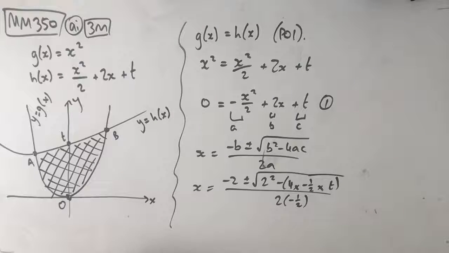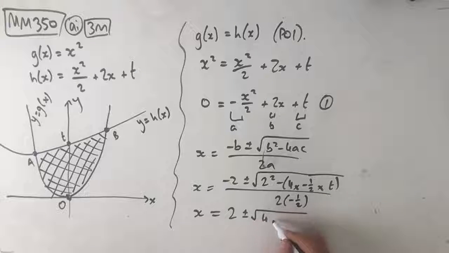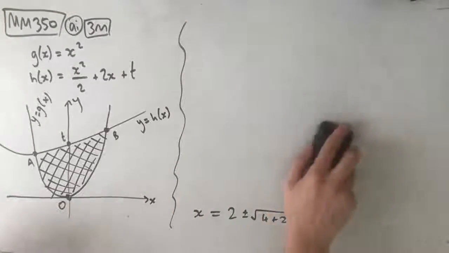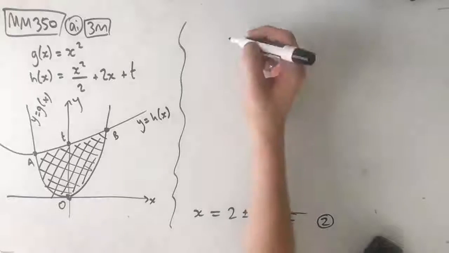Awesome. What this eventually gets us is x equals 2 plus minus square root of 4 plus 2t. Awesome. And this is our second mark, okay? Now, our third mark comes from actually stating the coordinates. So we've got our x values, but we need our y values, and we need to state the coordinates of a and b now. So that means that we need to sub in these values for x in one of these.